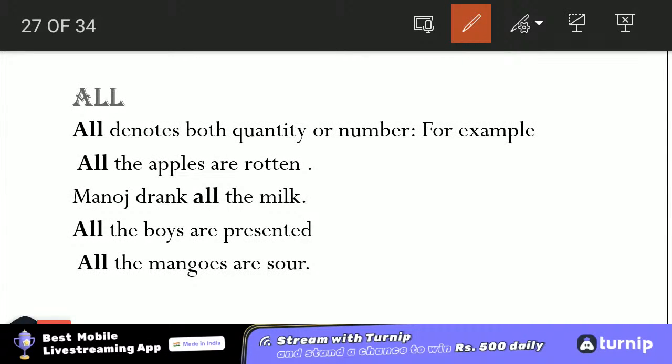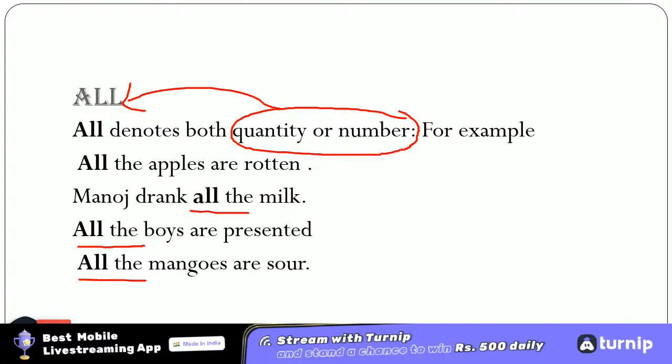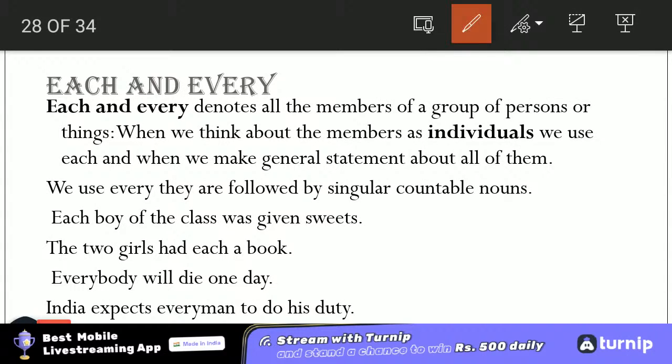Next, all. When is all used? All can be used both for quantity or number. So a determiner which can be used for both things, that is all. All the apples are rotten. जितने भी थे सब. Manoj drank all the milk. जितना भी था. All the boys are present. All the mangoes are sour. So we are talking about the complete entire category and denoting the number or everything. We are talking about all.